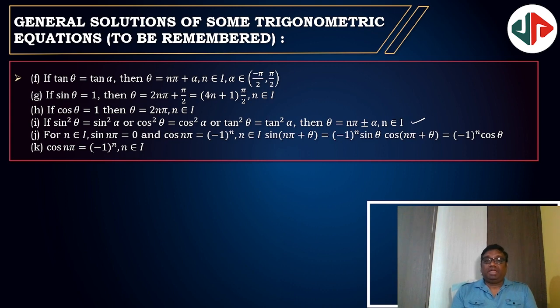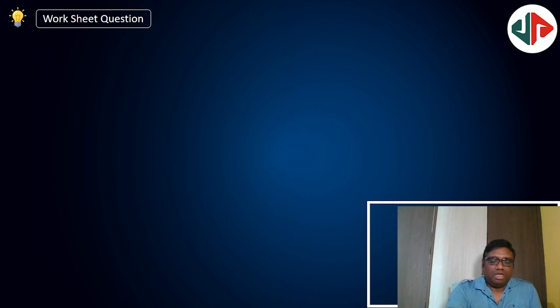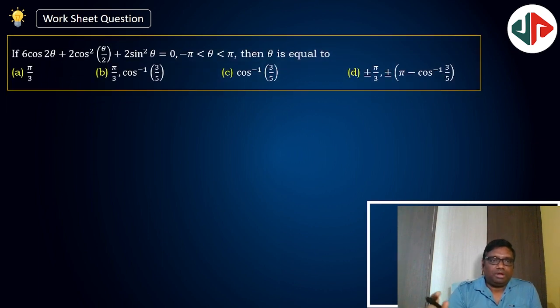In the same manner, sin of n pi plus theta is always equal to minus 1 whole power n times sin theta. This is the basic concept of trigonometric functions that you already know. Let us start based upon this concept. Let us see the worksheet questions.